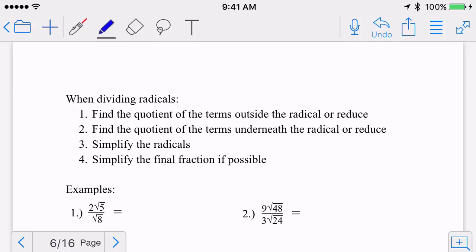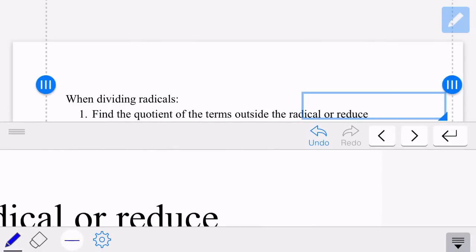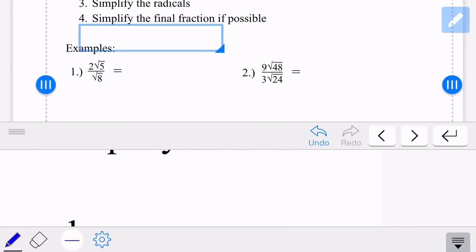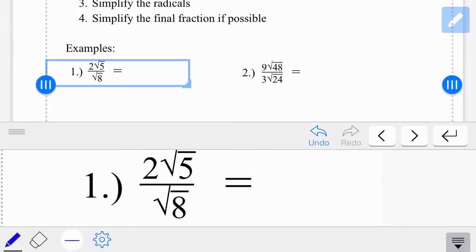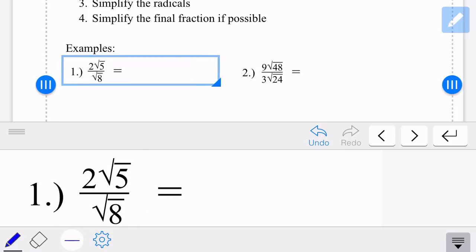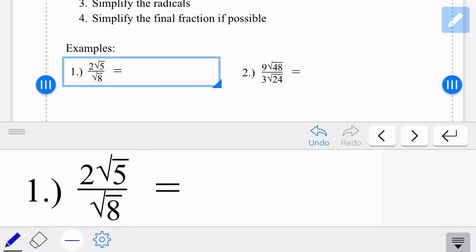So let's hop on down to our examples. Now this is a little bit trickier than the multiplying because you have to figure out what's going to help us. So for example, if we do 2 square root of 5 divided by the square root of 8, well, 5 and 8 don't reduce if we combine those on the inside and do 5 divided by 8 underneath the radical. So what we might want to try is to simplify the radicals.